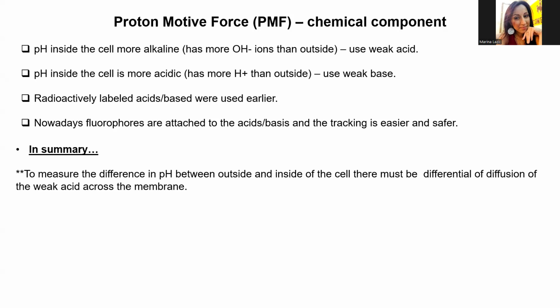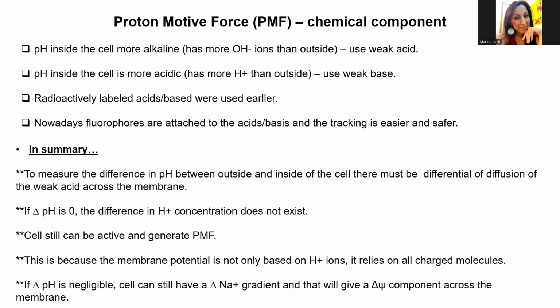In summary, what we learn about proton motive force is that to measure the difference in pH between outside and inside of the cell, there must be differential diffusion of a weak acid or base across the membrane, usually a weak acid. So if delta pH is 0, that means the difference in H+ ions doesn't exist. So can you still measure the chemical component of proton motive force? The cell actually still can be active and generate PMF.